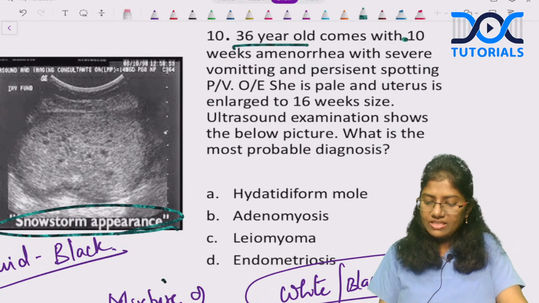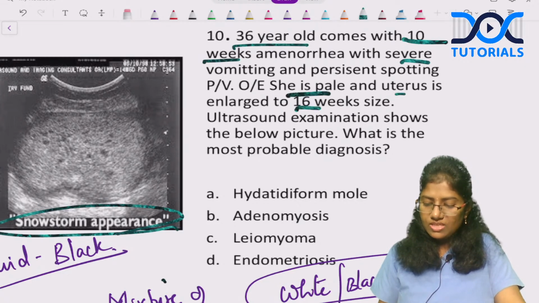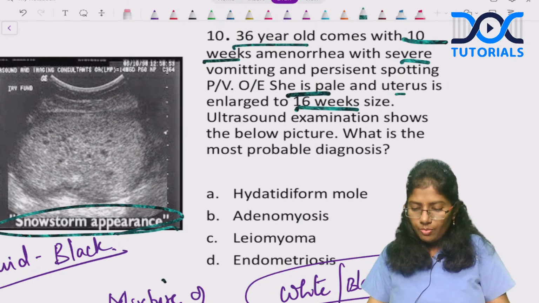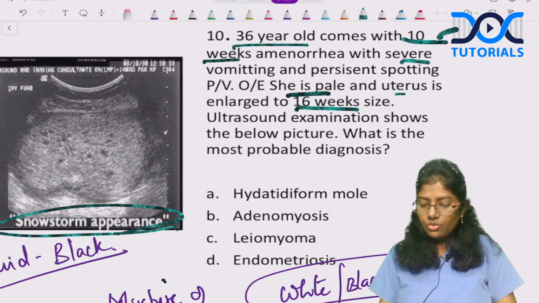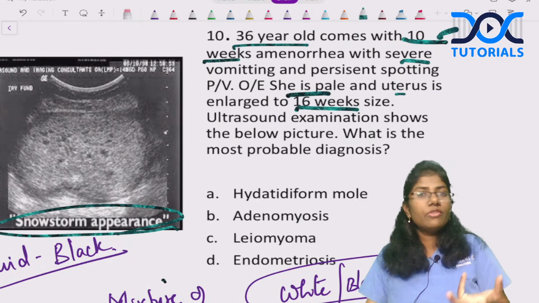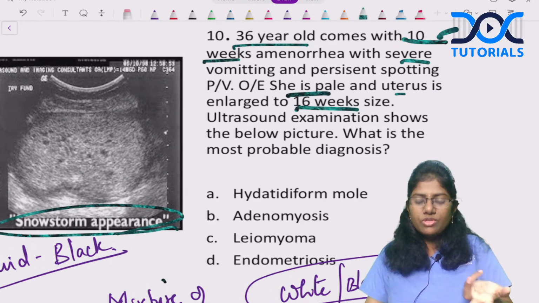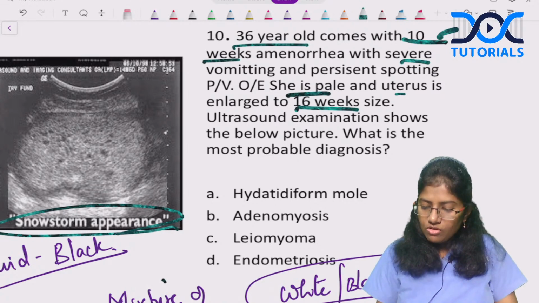A 36-year-old comes with 10 weeks amenorrhea with severe persistent spotting PV. On examination, she is pale. The uterus is enlarged to 16 week size. So, what are the favorable points here? She is actually 10 weeks pregnant, but the uterus is 16 weeks. So, the uterus is big for the given gestation. And also she has anemia.